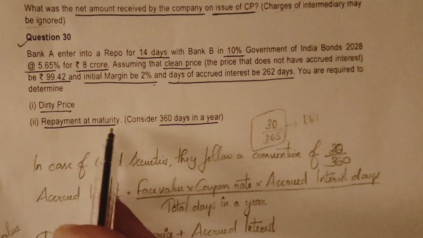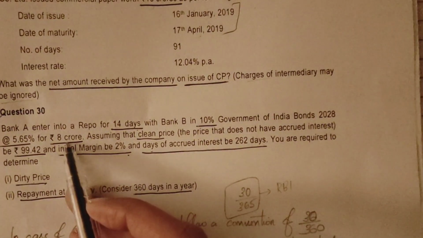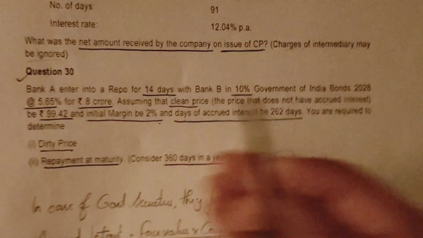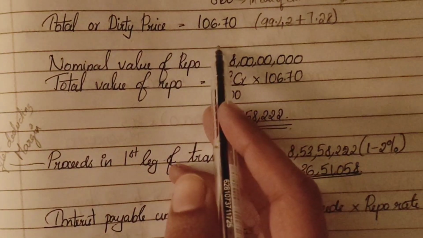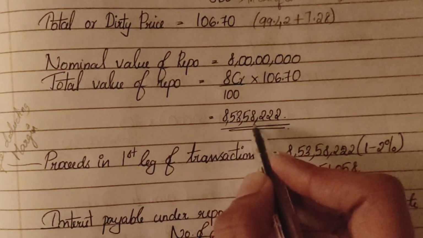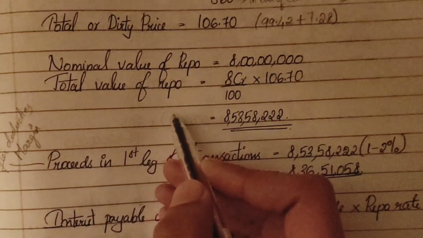The second part of the question, repayment at maturity, consider 360 days in a year. So we need to compute how much is repaid. So nominal value of repo is 8 crore. So how much will be the total value of repo? 8 crore divided by face value, we can assume it to be 100 into dirty price 106.7. 8 crore 53 lakhs 58,222 is the total value of repo.